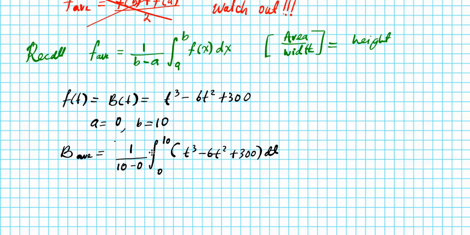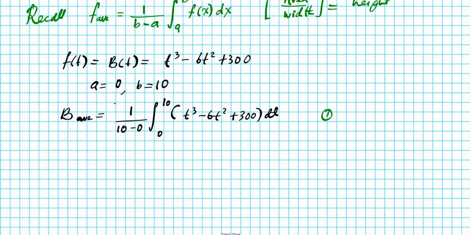Okay, if you set up this equation correctly, by accurately applying the average of a function formula, you earn yourself 1 point. Okay, now to earn the next point, you have to accurately find the antiderivative of this function right here. So you're going to have 1 over 10. Now we're going to use the power rule again, term by term integration.